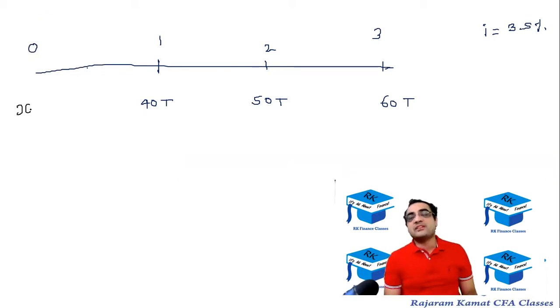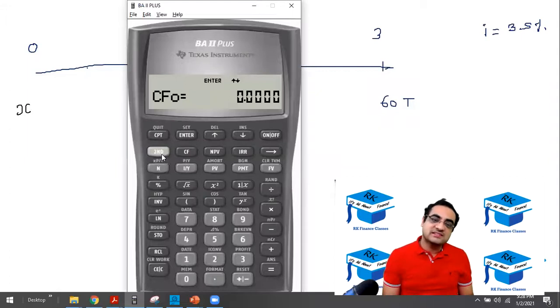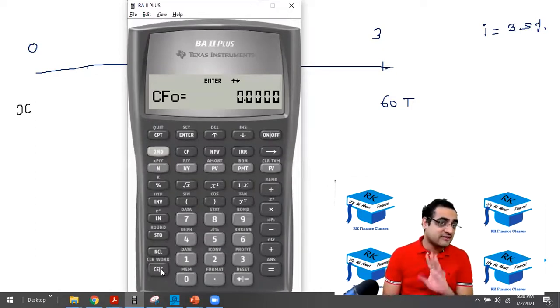I will do it with the help of the CF function, and I would want you to also do it with the help of the CF function. So press CF, then press second and CLR WRK. I repeat, after CF, second CLR WRK is required to clear the memories of your calculator. If you don't do that, then past memories, C01, C02, C03, C04, will remain as they are.